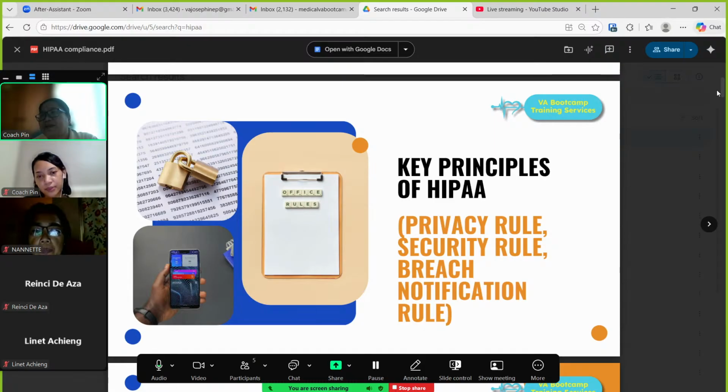Okay, so what are the key principles of HIPAA? Number one is the privacy rule. Number two is the security rule. Then the breach notification rule. So again, these are the key principles, which is why HIPAA is very important: privacy rule, security rule, breach notification rule.